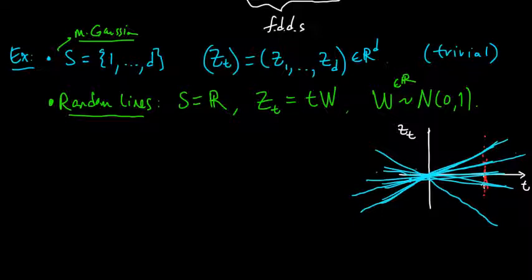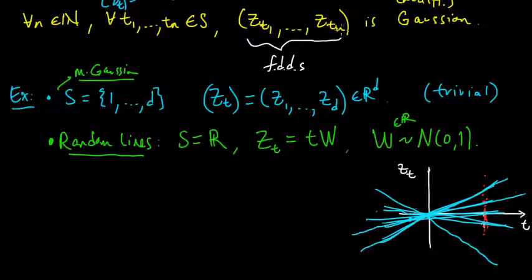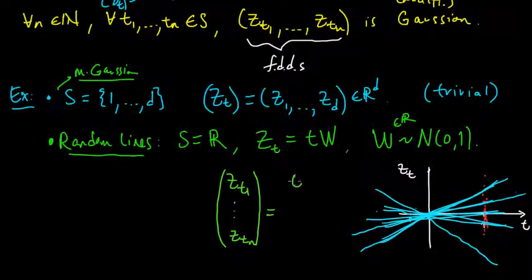And let's verify that this is, in fact, a Gaussian process. So what do we have to check? We have to check that these vectors, Z_{t1} up to Z_{tn}, are always multivariate Gaussian. So let t1 through tn be some real numbers. That's what our set S is. And then we have to verify that this vector is multivariate Gaussian. Well, what is this? This is just t1 W down to tn W.